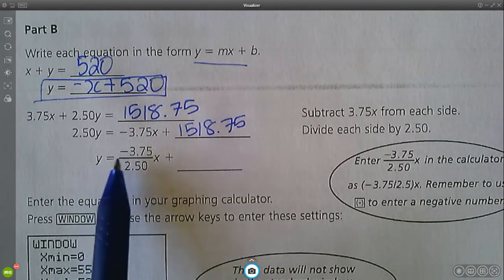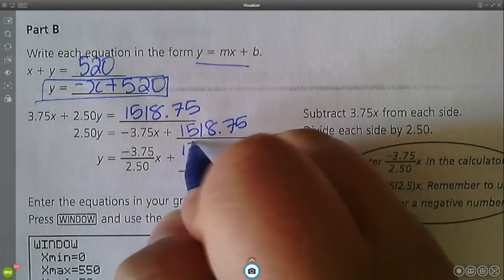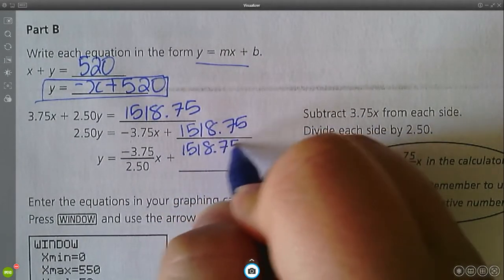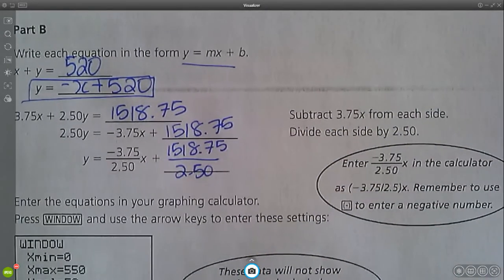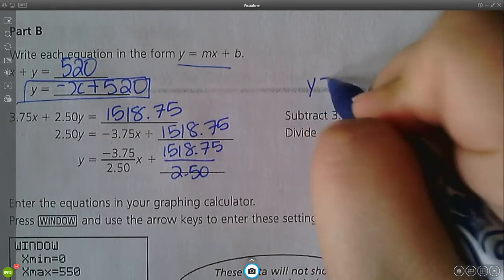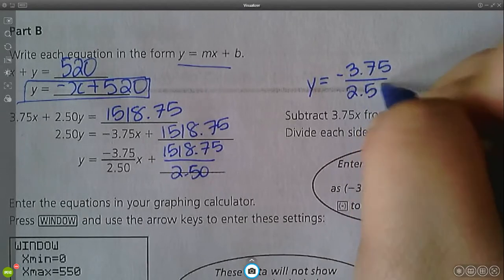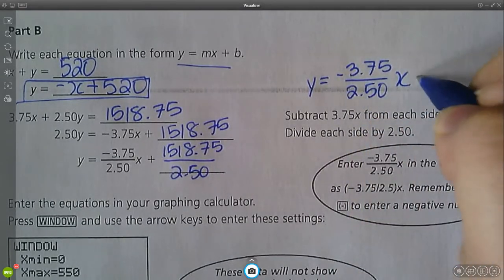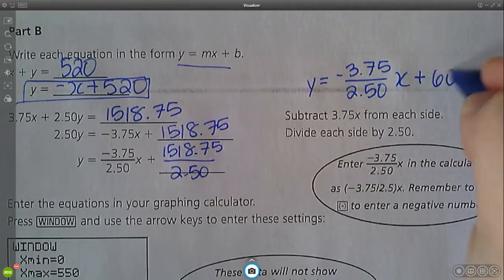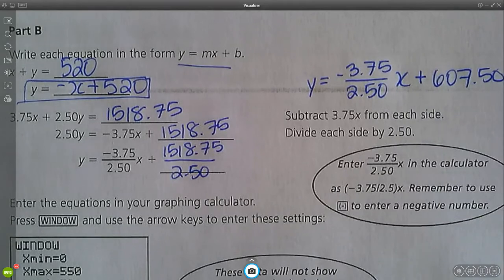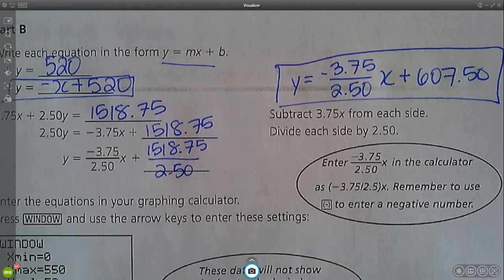We end up with y equals negative 3.75 divided by 2.50x. And we have 1518.75 divided by 2.50. That will give us, I'm just going to write this to the side here, y equals negative 3.75 divided by 2.50x plus, and 1518.75 divided by 2.50 is 607.50. So this is what we are going to put into our graphing calculator.